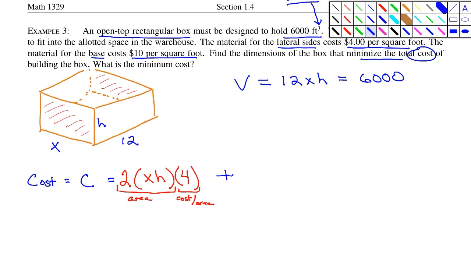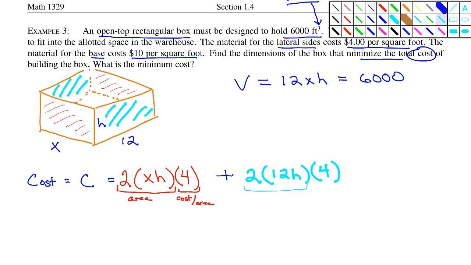All right, next, I'm going to look at this side here, which has an accompanying side over here. So this is going to be, the area of that is 12h. There are 2 of those again. And the cost for those sides is $4 per square foot as well. Again, that comes from area, and then the cost per area.